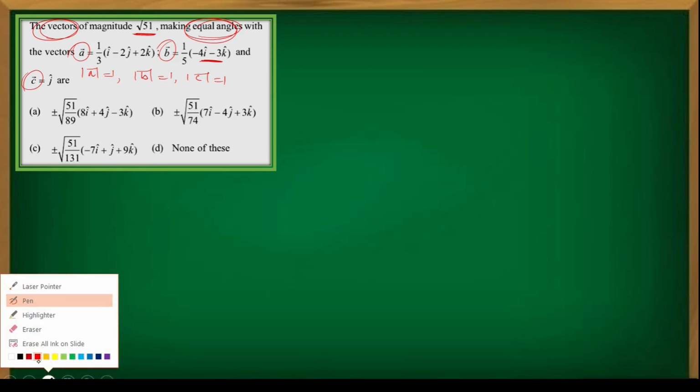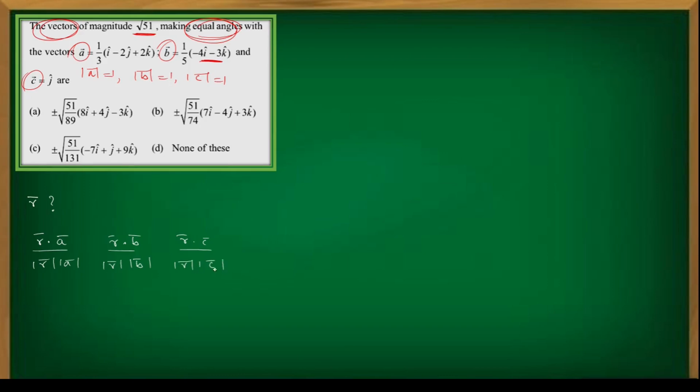Now you have to find a vector whose length is root 51, but it makes equal angles with A bar, B bar, and also with C bar. Let us suppose the unknown vector is R bar. Then R bar makes equal angles with A bar, B bar, C bar, what is the meaning of this? What is the cos theta formula? Angle between R bar and A bar: R bar dot A bar by mod R bar mod A bar. So if I find the angle between R bar and A bar, I must have this value. But if I find the angle between R bar and B bar, I must have this value. If I find the angle between R bar and C bar, I must have this value. Right?